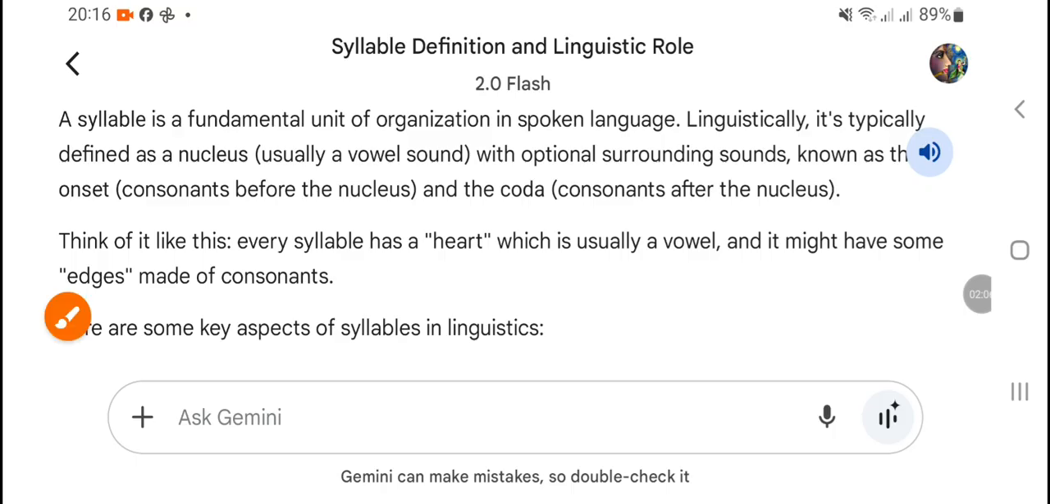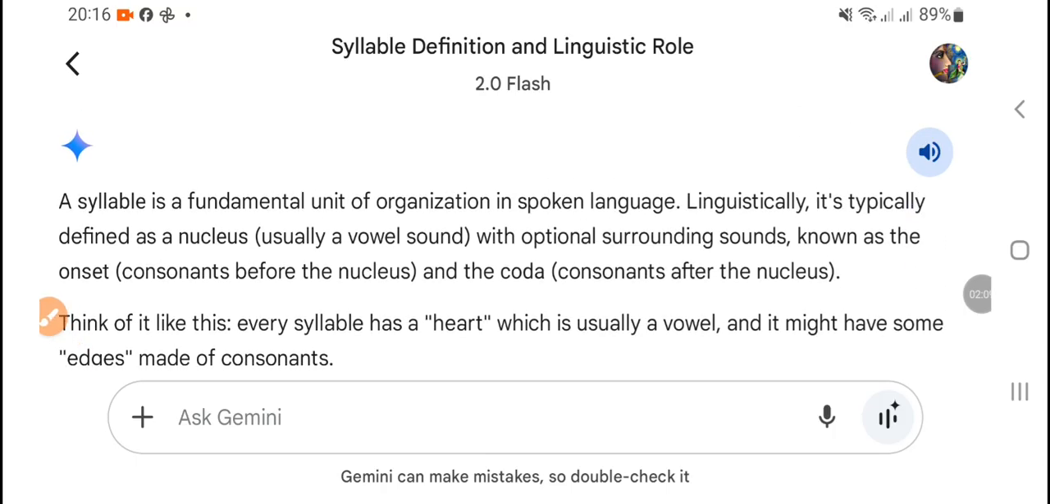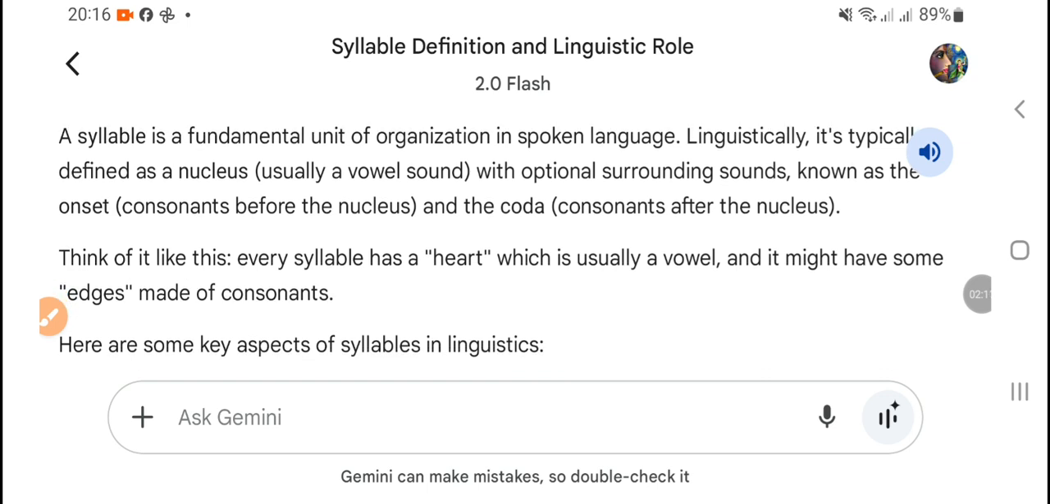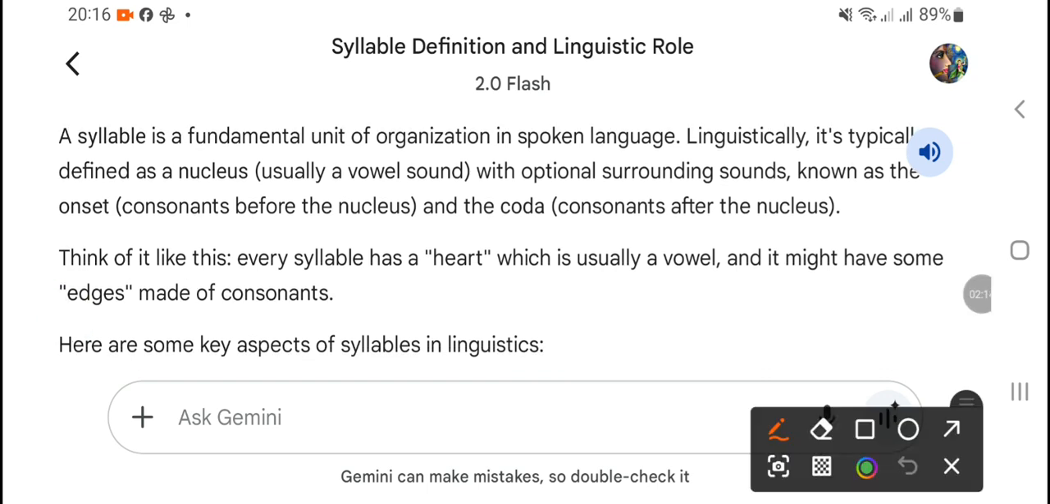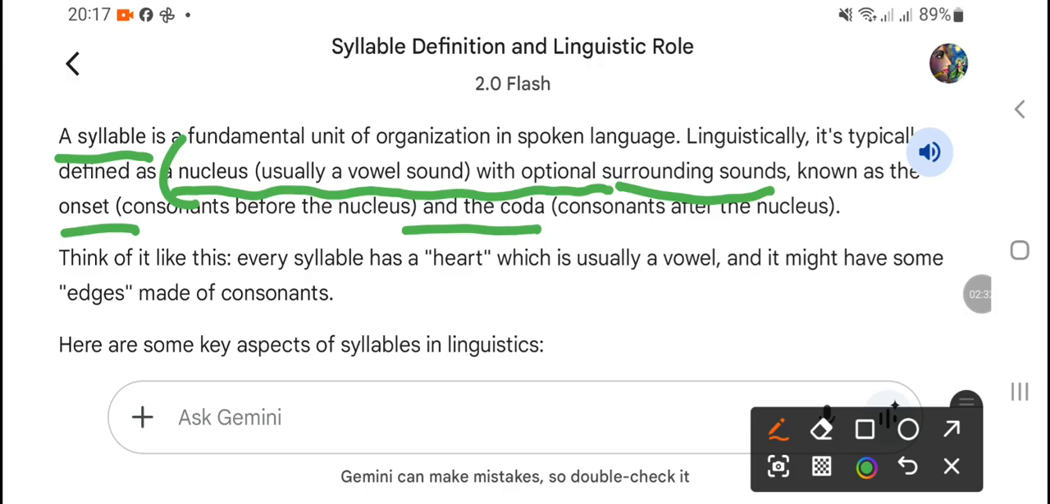But linguistically or technically, it is typically defined as a nucleus. Very important, listen carefully. Syllable is a nucleus. This is the definition, with optional surrounding sounds known as the onset and coda. Right? Optional surroundings. It's not necessary to have surroundings, but I'm explaining to you what is called a syllable.